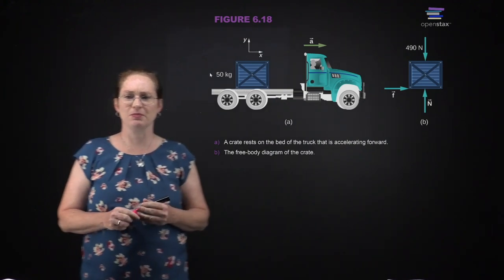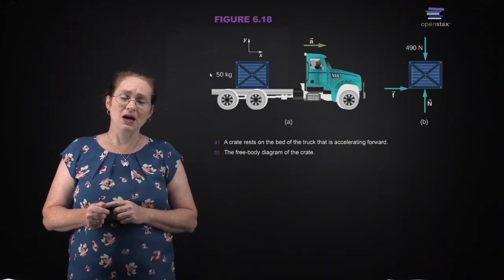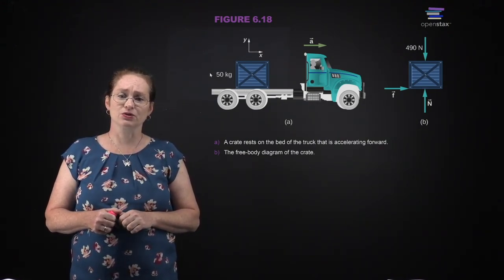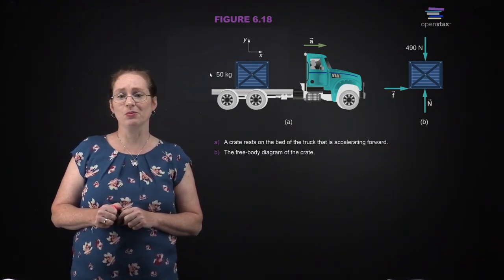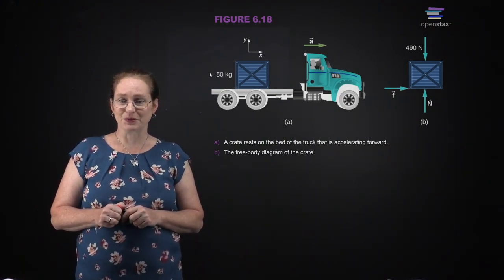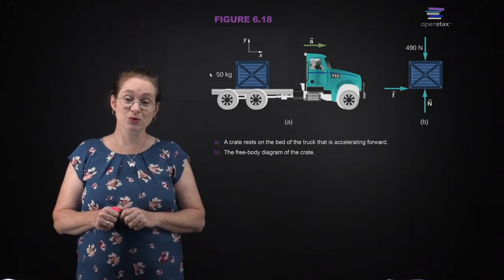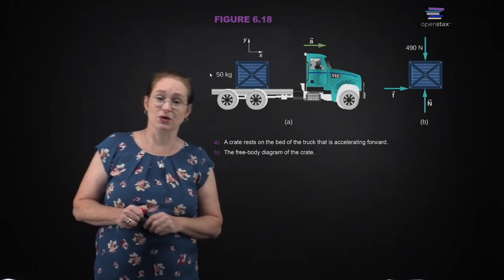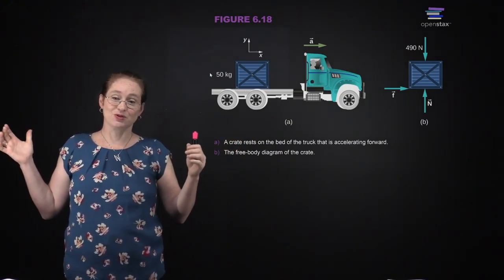This is another problem that I love to ask. You have a box sitting on the back of a truck, and the truck is accelerating forward. Draw a free body diagram for the crate. Remember, friction opposes the direction of motion. So it's always going to act in the opposite of the direction of the motion.